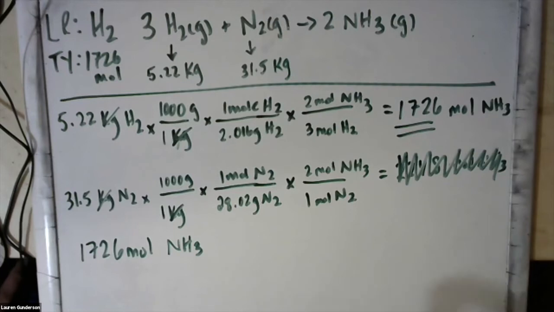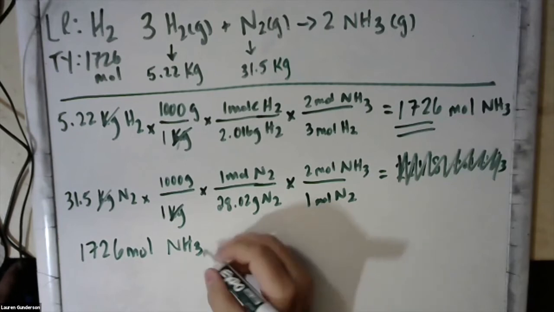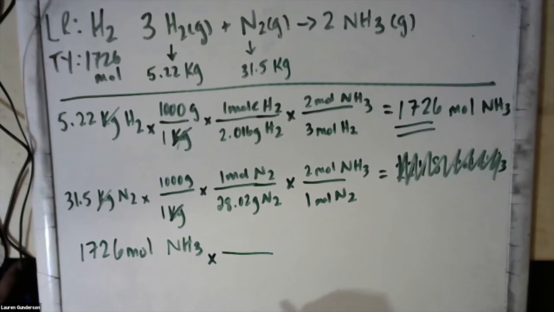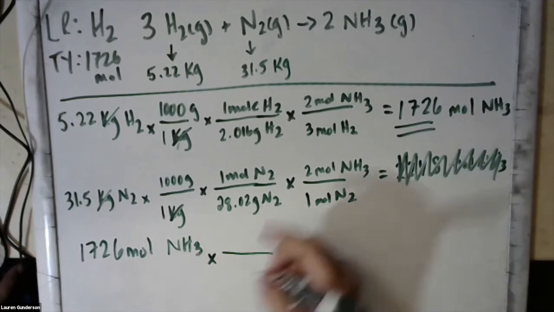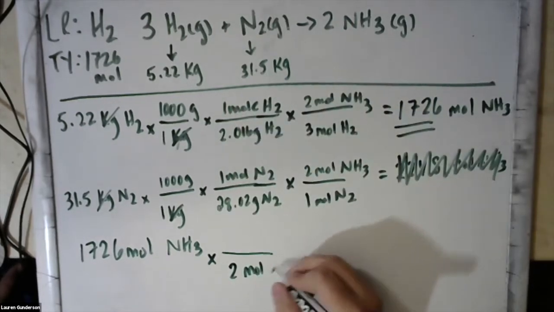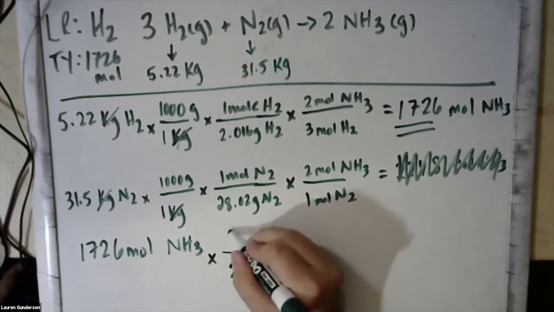To figure out how much nitrogen is left over, we need to know how much we used up to produce our theoretical yield. So we have to start that calculation by writing down our theoretical yield of ammonia. Then we have to figure out how much nitrogen we used to make this amount of ammonia. So we're going to backtrack through our calculation. We go back to our balanced equation and see that 2 moles of ammonia will produce 1 mole of nitrogen gas.